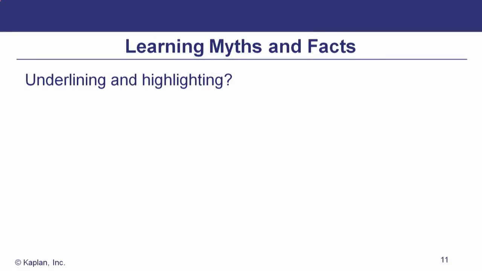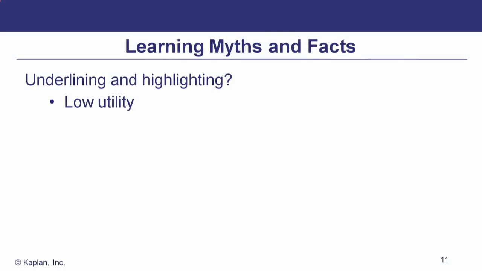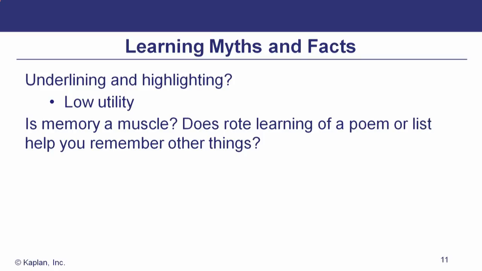So when it comes to preparing for the exam, when it comes to learning and test taking, what really works and what doesn't? Well, let's look at things that don't work. Underlining and highlighting. Generally, scientists that study learning have realized that this process of underlining and highlighting may seem to help us, but it really doesn't do a whole lot. It's a low utility exercise. It really doesn't help a whole lot. Is memory a muscle? Can rote learning help you remember things? No. Sorry, no way.